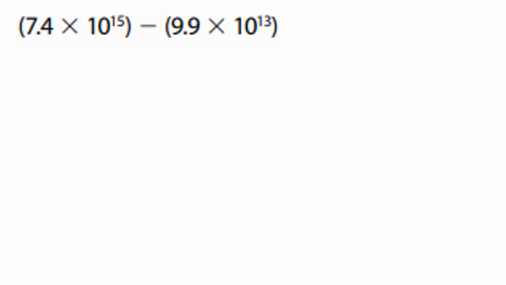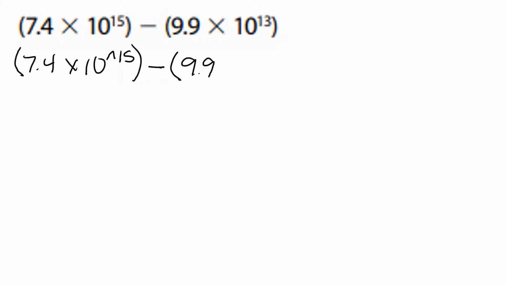So in your calculator, we're going to type it in exactly as we see it, parentheses first, then the 7.4 times 10. We're going to do our exponent button, which is the little caret top symbol, with our exponent 15, minus. Use your parentheses again around the second part of the problem, 9.9 times 10, our exponent button, the little caret top symbol on the left-hand side, for the exponent 13, and close your parentheses.